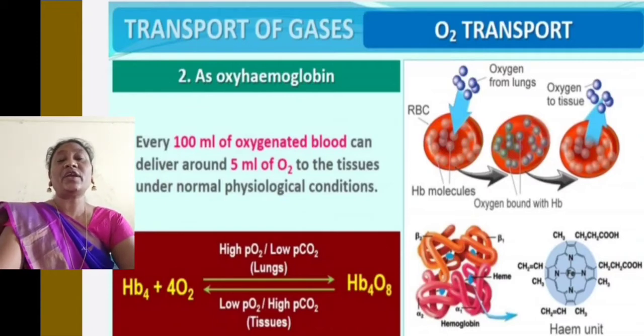That means for every 100 ml of oxygenated blood, it can deliver nearly 5 ml of oxygen to tissues under the normal physiological, normal respiratory condition. So if you see the reaction, Hb + 4O2 reversible Hb(O2)4.